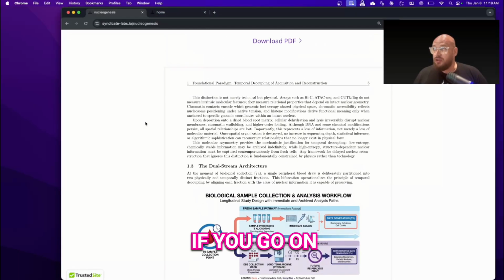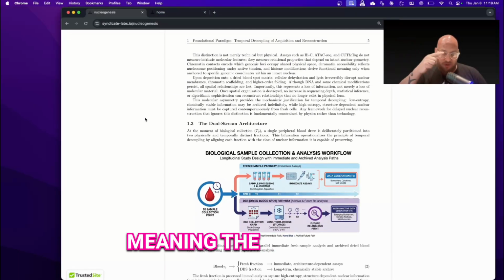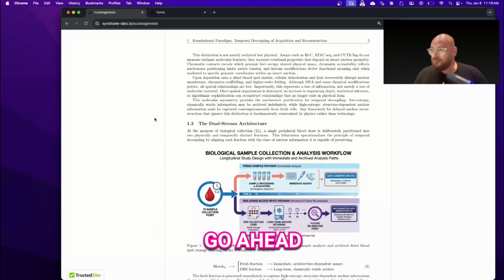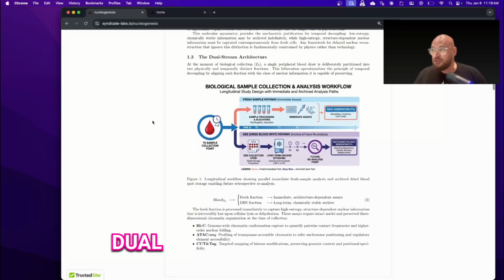All right, here. If you go on the website, you can read for yourself. But here we are on part two. If you want to watch the other parts, meaning the primer and part one, go ahead. All right, so here we are. This second reading, we're going to talk about the dual stream architecture.